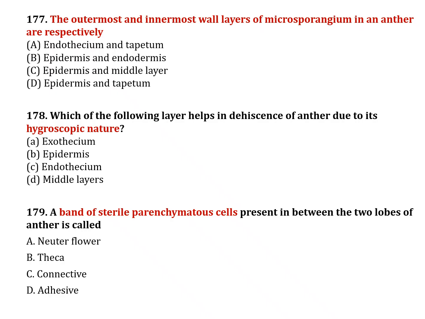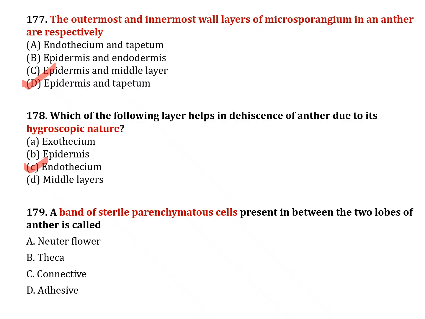The next question, number 177. The outermost and innermost wall layers of microsporangium in an anther are respectively option A, endothecium and tapetum, option B, epidermis and endodermis, option C, epidermis and middle layer, option D, epidermis and tapetum. Correct answer is option D, epidermis and tapetum. The next question, number 178. Which of the following layers helps in dehiscence of anther due to its hygroscopic nature? Option A, exothecium, option B, epidermis, option C, endothecium, option D, middle layer. Correct answer is option C, endothecium.